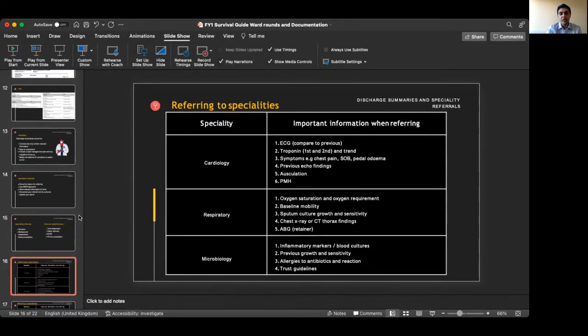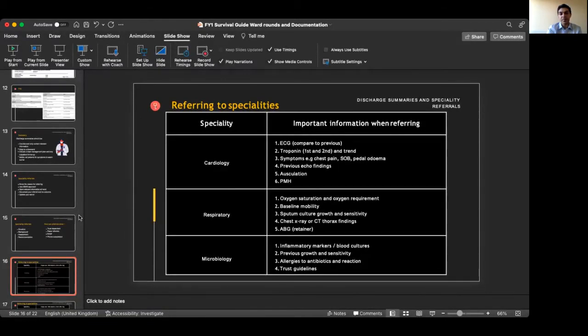So when referring to cardiology, it's important to include in your referral any information about any ECGs this patient might have had, and comparing this ECG to any previous ECG, because the cardiologists want to know if there's any ECG changes. If you're referring a patient with chest pain and STEMI or NSTEMI, have the troponin levels at hand. So that's the first and second troponin levels and the trend, whether the troponin is going up or going down. And any relevant symptoms such as chest pain, shortness of breath, or any pedal edema, which could suggest heart failure.